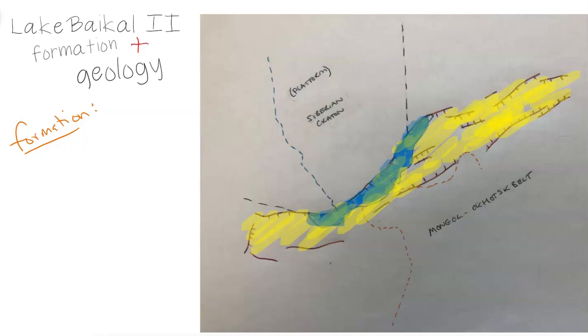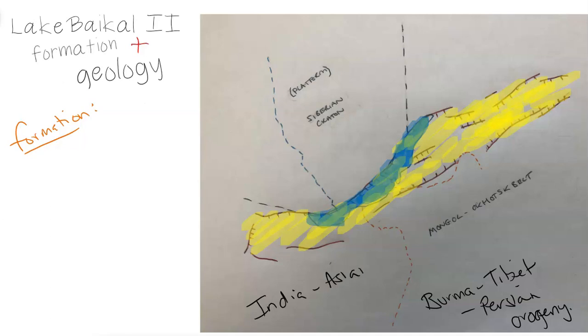And it's stuck between the Mongol-Okhotsk belt, which is part of the Central Asian belt or orogeny, and it kind of links up with the Burma, Tibetan, and Persian orogeny, which stems from the Indian-Asian collision, that lovely continent smashing into continent situation where the Himalayas, that huge area, was created around 10 million years ago and is consistently still smashing into Eurasia today.